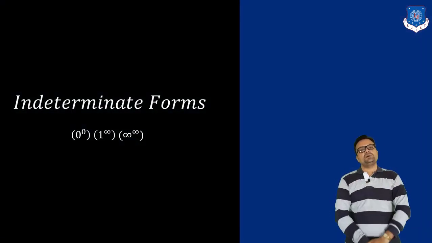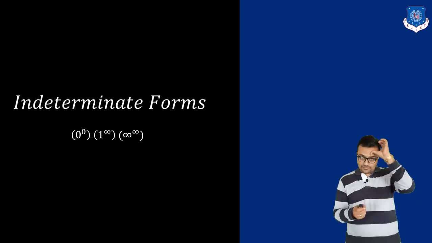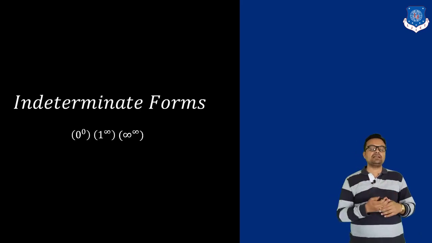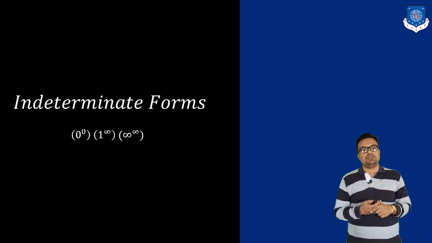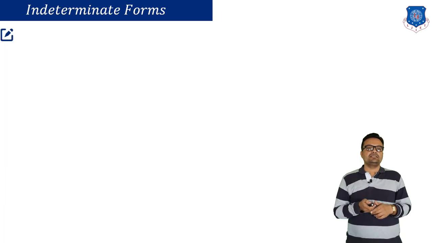So this is the end of the first part of this talk, that is, indeterminate form of type 1. Now we are moving towards indeterminate form of type 2. In this type, you will see how to deal with exponential types of indeterminate forms: 0 raised to 0, 1 raised to infinity, infinity raised to infinity. So let us start.